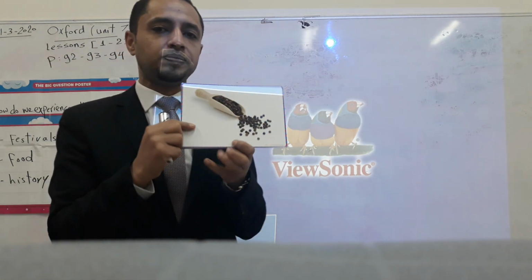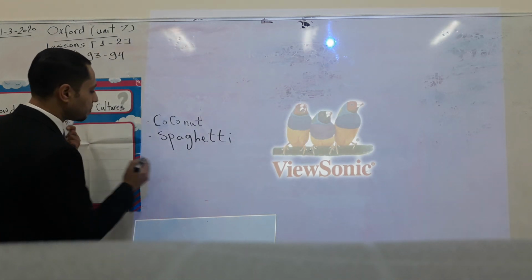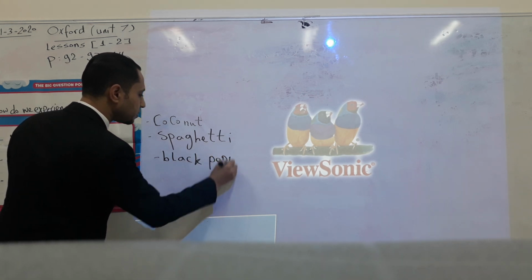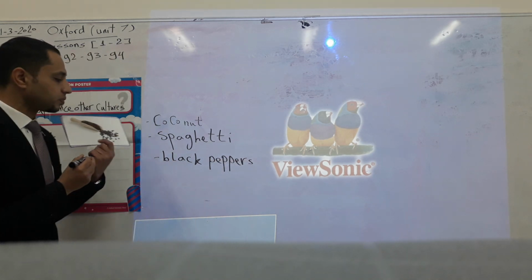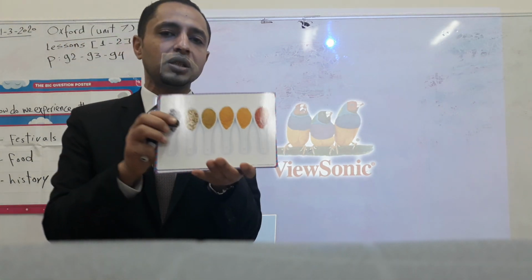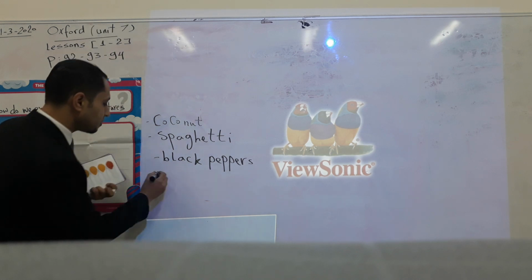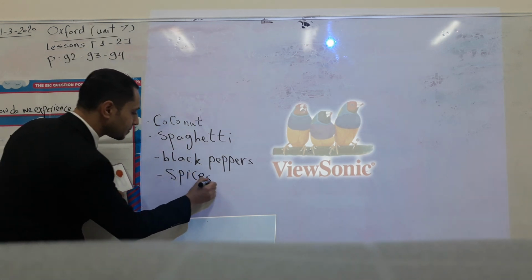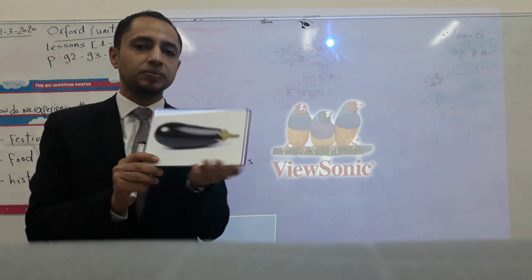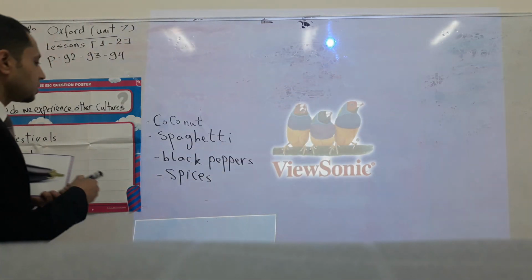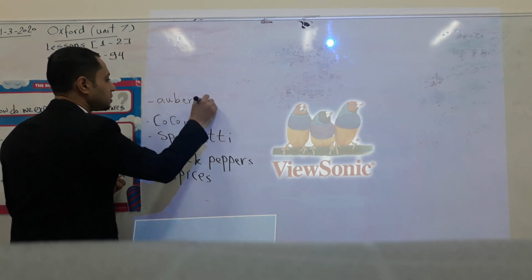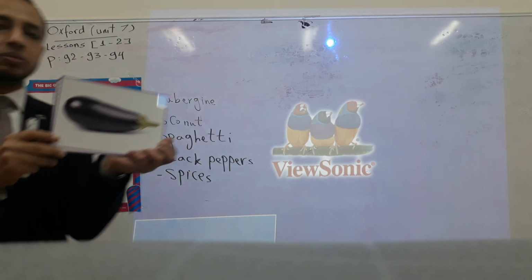Yes, and what's this? Yes, this is black peppers. Yes, black peppers. What are those? Yes. Those are spices. Yes. What is kind of vegetable? This is aubergine. Yes, aubergine.